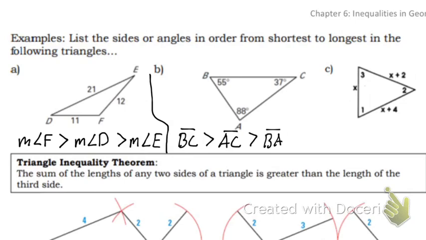Questions? Yes? I did something different, but I did angle A is greater than angle B is greater than angle C. Right, but we have to use that to do the one that we don't know. It says list the sides or angles in order from shortest to longest, so I'm going to do the sides because those aren't actually labeled. Like here, the sides were labeled.